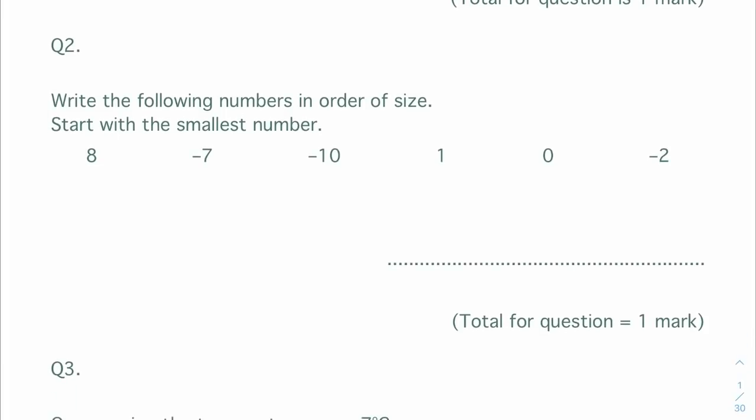So for this one here, we're looking for the biggest negatives to start with. So we have negative 10. Then it would be negative 7, and I would advise sort of ticking them off as you go so you don't miss any. Then we have negative 2 and 0.